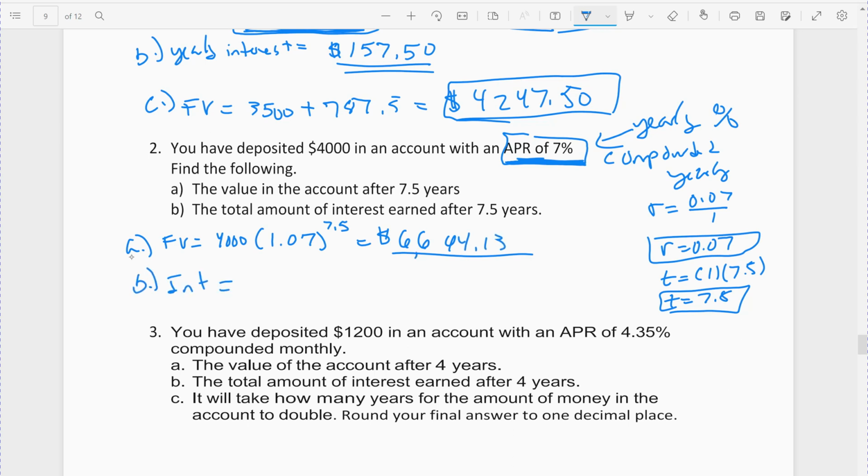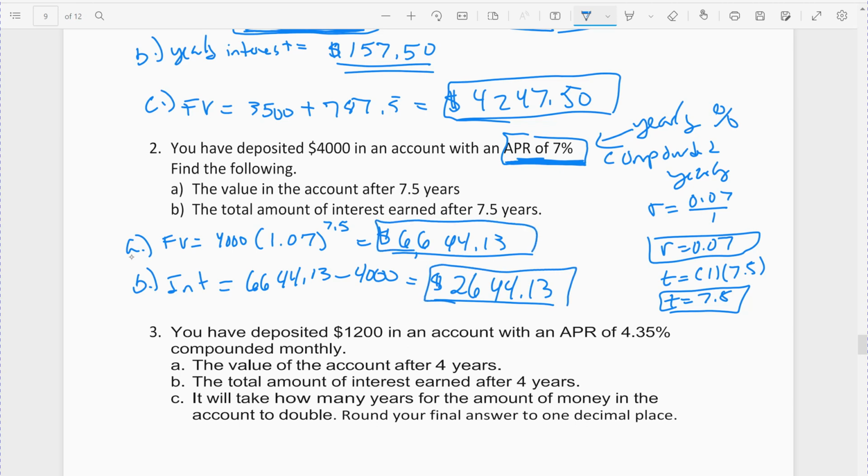B, what's the interest we earn? In this case, we have to figure it out. Remember, interest is the difference between how much you invested and how much you have at the end. So you take your future value minus your investment, which equals the extra money, the interest. You take the 6,644.13 minus your 4,000 invested, and it comes out to $2,644.13 in interest.